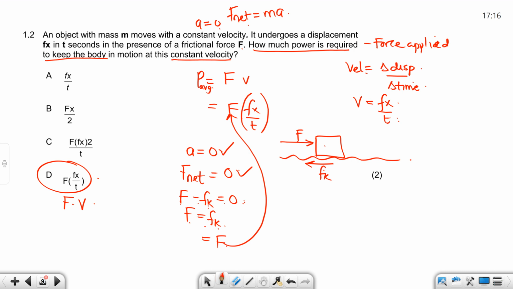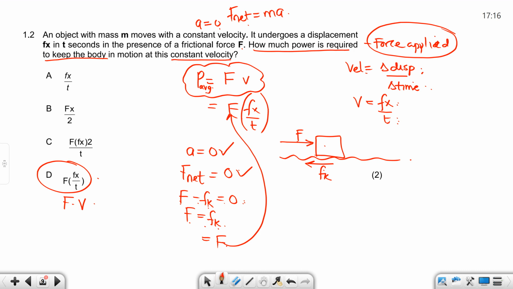Yes. So velocity is the change in displacement over change in what? And do I know my displacement? Fx. Do I know my time? T. Now, we are using this formula because the examiner says how much power. How much power tells us there is force what? Applied.